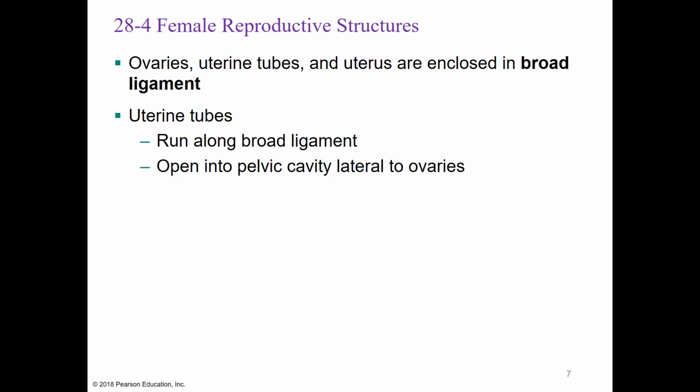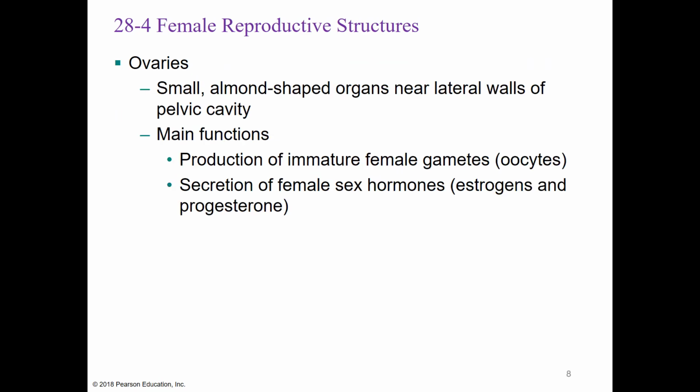So the ovaries, uterine tubes, and the uterus are enclosed in what is called a broad ligament. The uterine tubes run along this broad ligament, and then they open up into the pelvic cavity lateral to the ovaries. So let's take a look at that so we can get a visual.